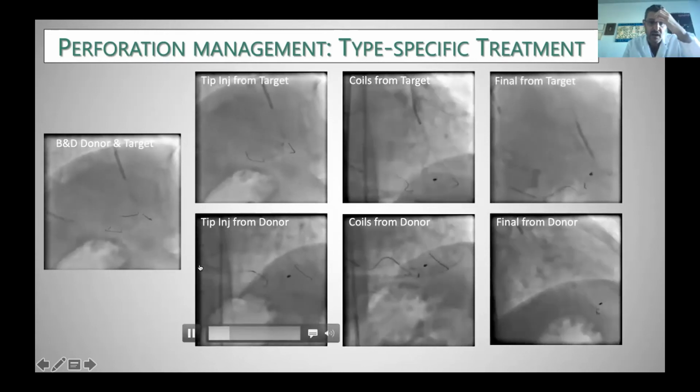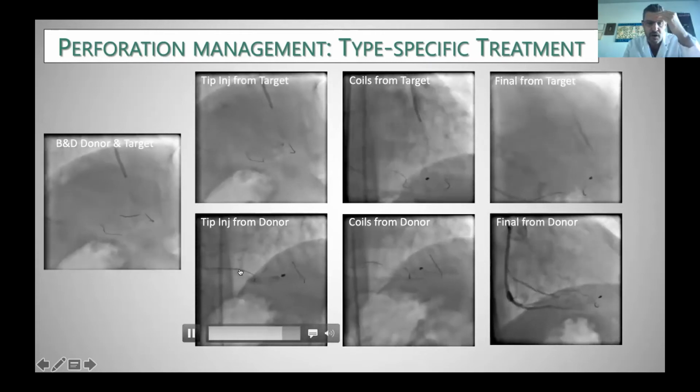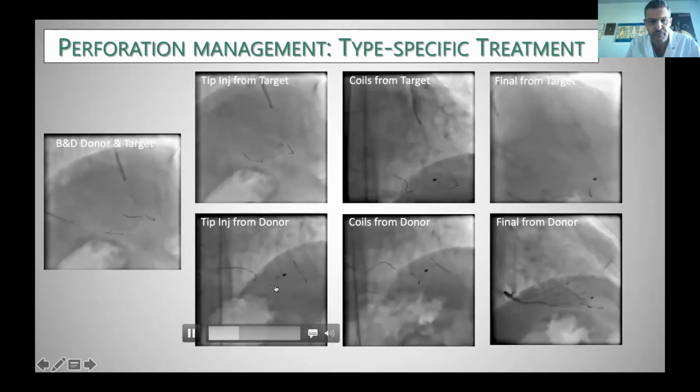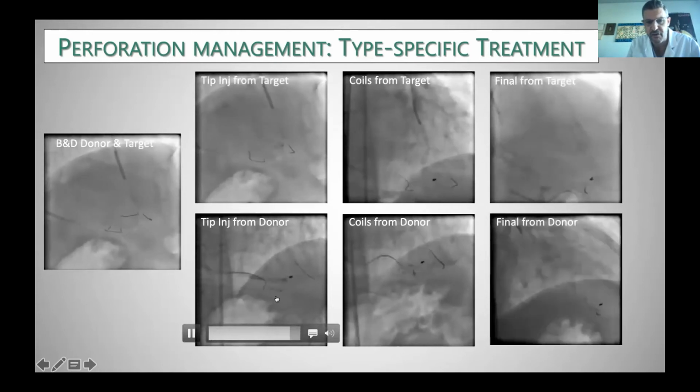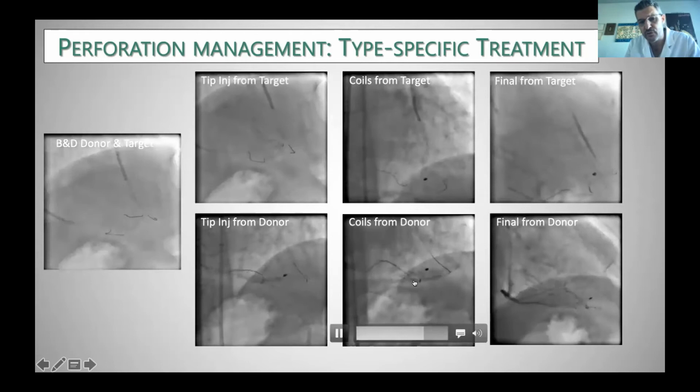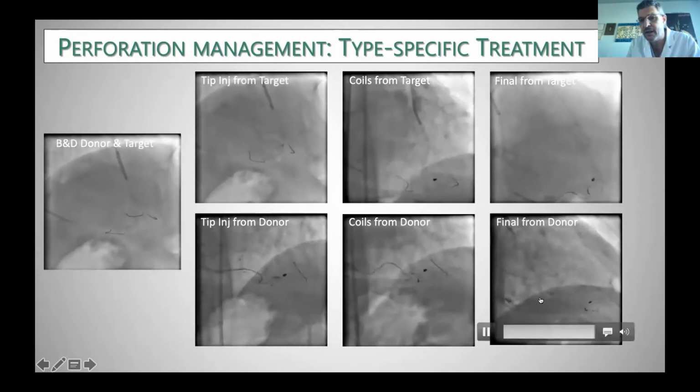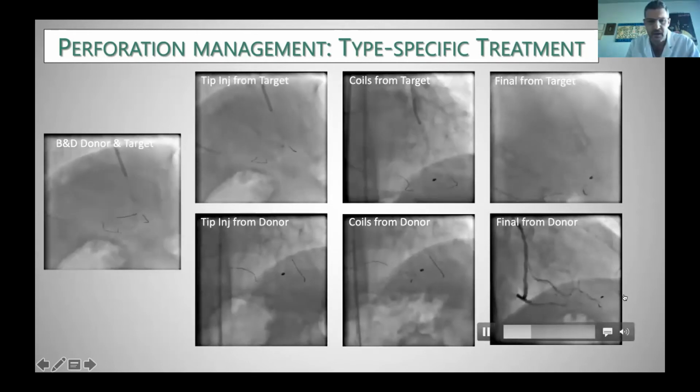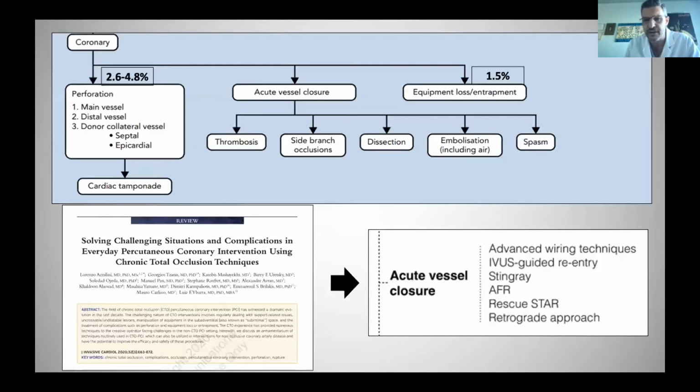In the same way, leaving the balloon inflated, you can advance a wire, you can advance a microcatheter, and you perform a tip injection to identify the right position of the collateral perforation. Then through the microcatheter, you can deliver the coil, achieving a complete hemostasis of the perforated vessel.